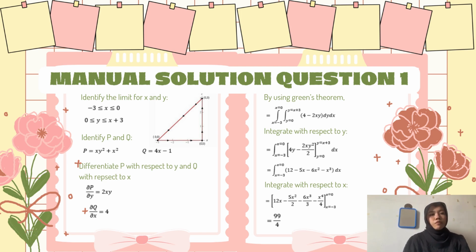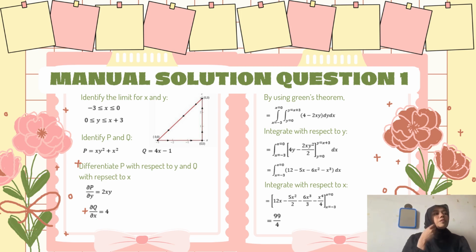Next, identify P and Q. From the question, we know that P is equal to xy squared plus x squared and Q equal to 4x minus 1. And then differentiate P with respect to y and Q with respect to x. We will obtain ∂P/∂y equal to 2xy and ∂Q/∂x equal to 4. So by using Green's theorem, we just replace the differentiated values into Green's theorem.